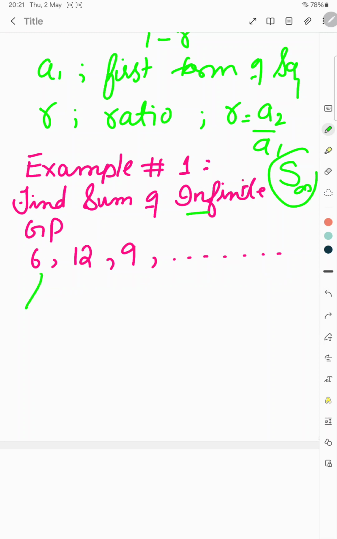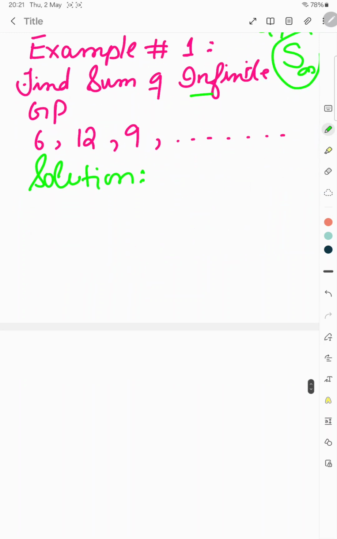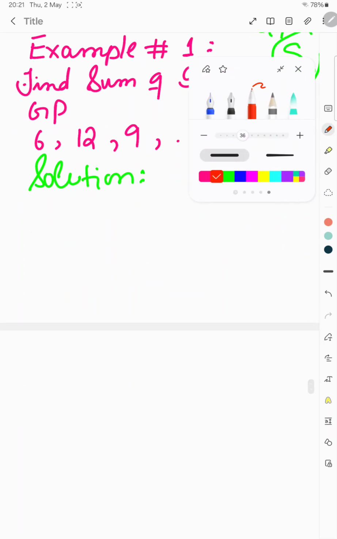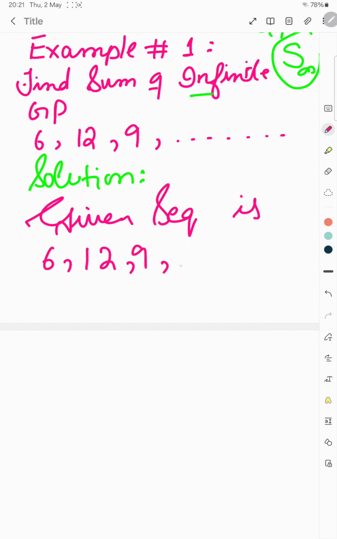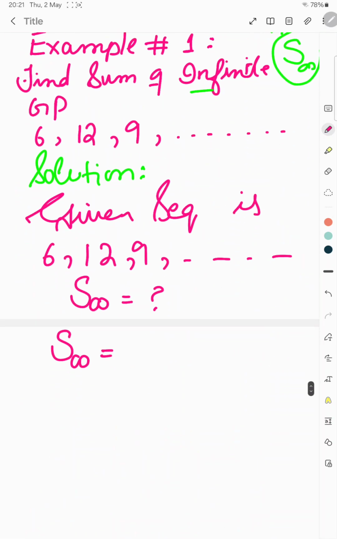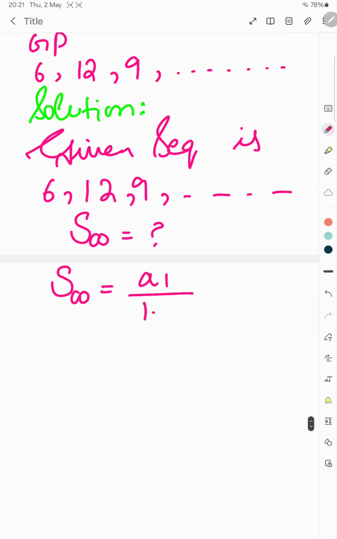Now I will start the solution. First of all, I will write what is given to us. Given sequence is 6, 12, 9 up to infinity. So here the sequence is given and we have to find S infinity, the sum of an infinite geometric progression. To find it, you know that we use the formula S infinity is equal to a1 divided by 1 minus r.